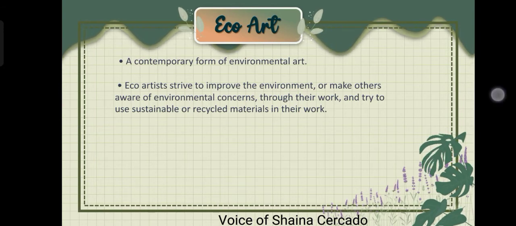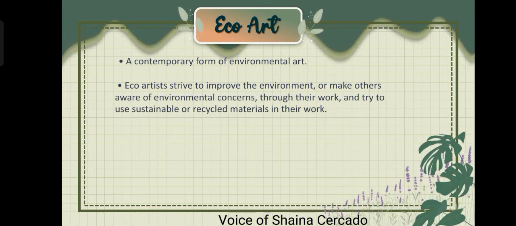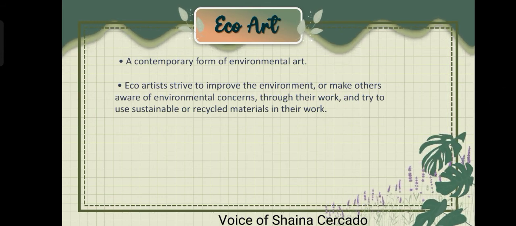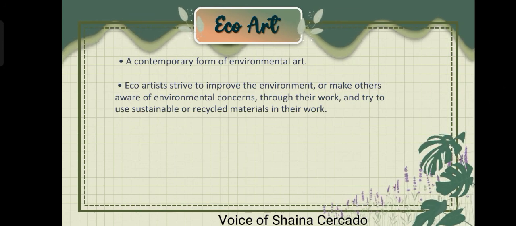It is a contemporary form of environmental art because it holds artistic practices encompassing both historical approaches to nature in art and more recent ecological types of works. Eco artists strive to improve the environment or make others aware of environmental concerns through their work and try to use sustainable or recycled materials, which means that they produce artistic practices that seek preservation of all the life forms, resources, and ecology of the earth.